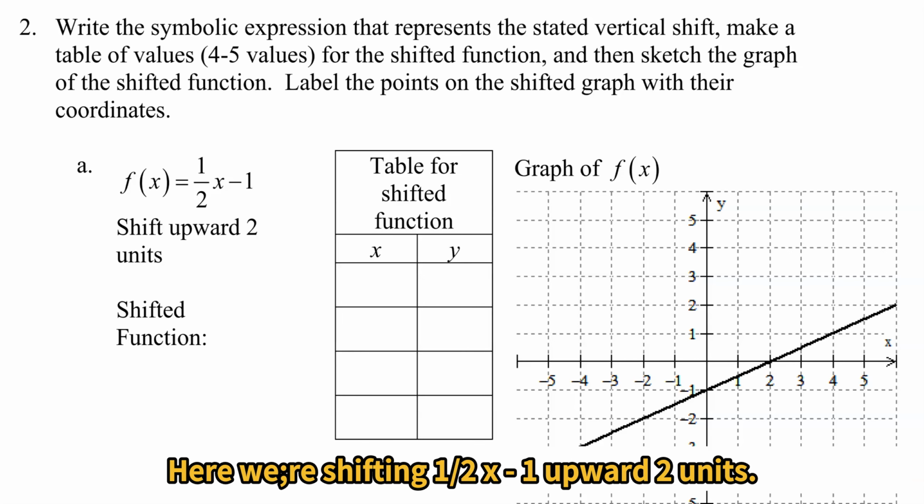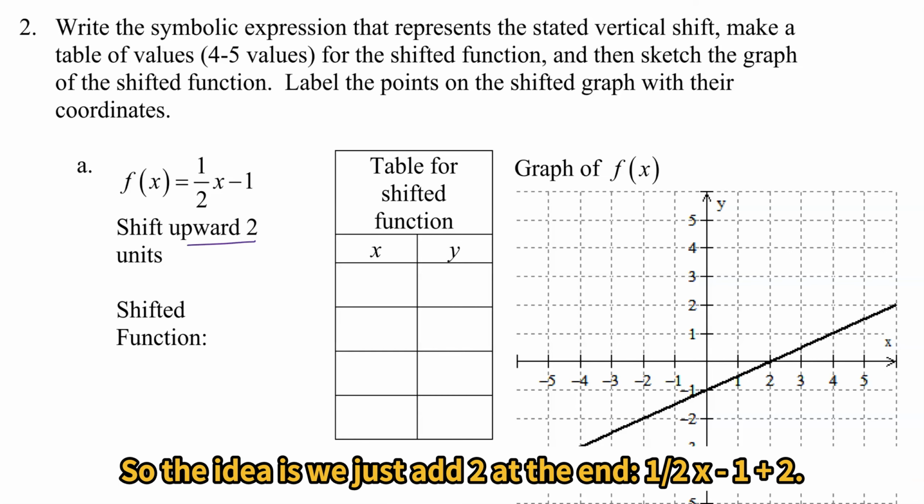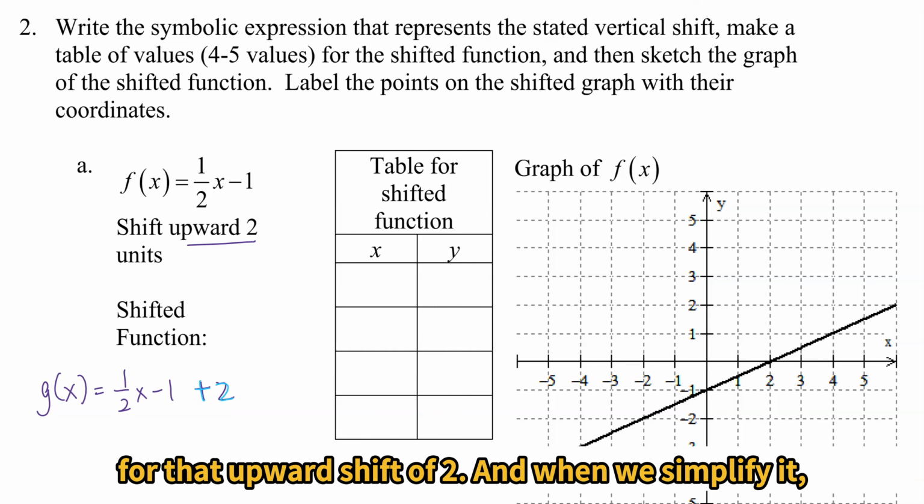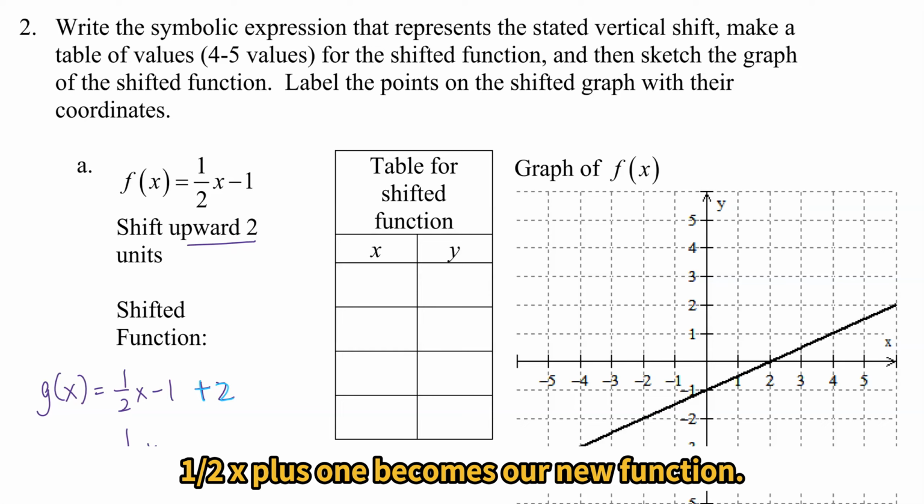Here we're shifting 1/2 x minus 1 upward 2 units. So the idea is we just add 2 at the end. 1/2 x minus 1 plus 2. We're adding 2 at the end for that upward shift of 2. And when we simplify it, 1/2 x plus 1 becomes our new function.